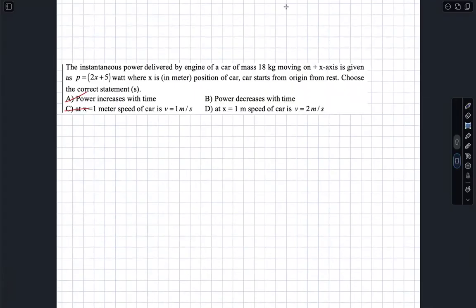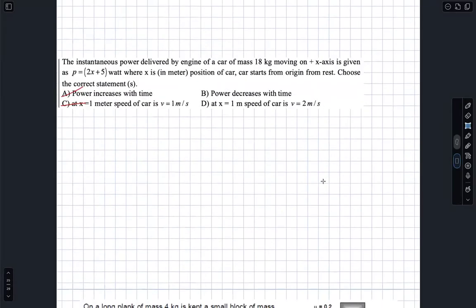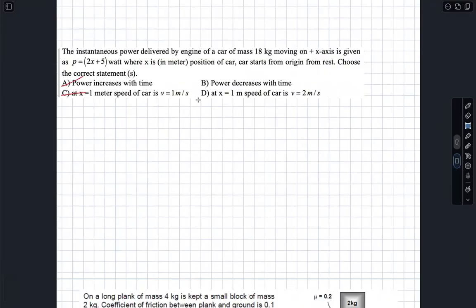Now we will gradually increase the level of difficulty. Right. Now here you have this question. This is not a constant power case. The instantaneous power delivered by the engine of a car of mass 18 kg moving on the positive x-axis is given by P = 2x + 5 watt, where x is in meters and is the instantaneous position of the car. And it is starting from rest.